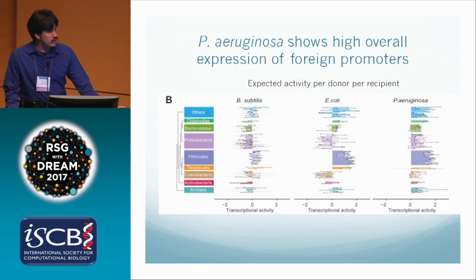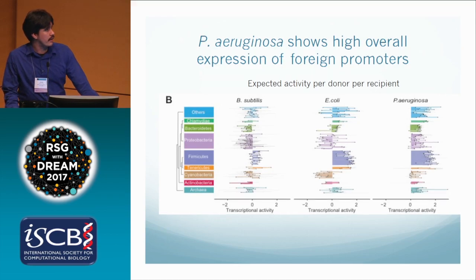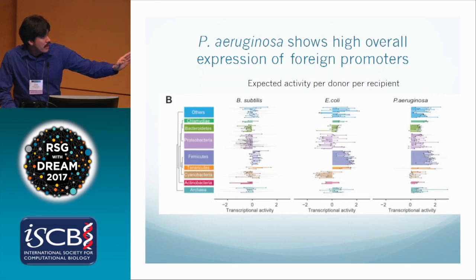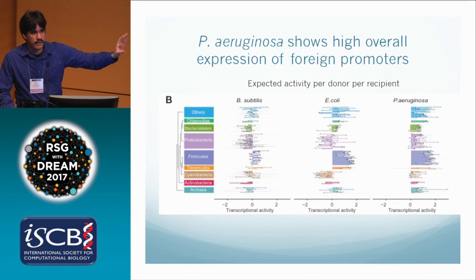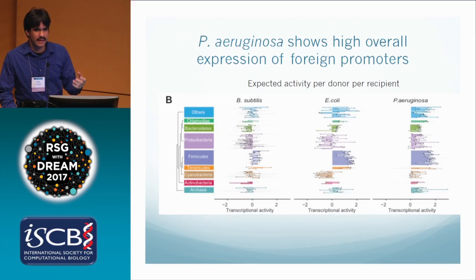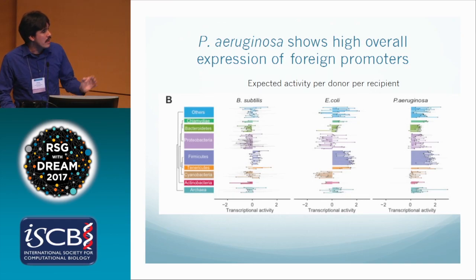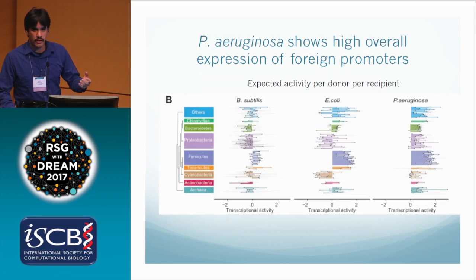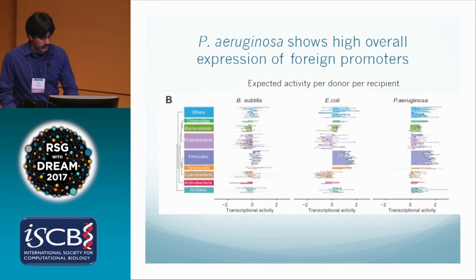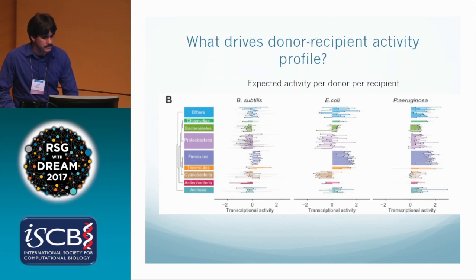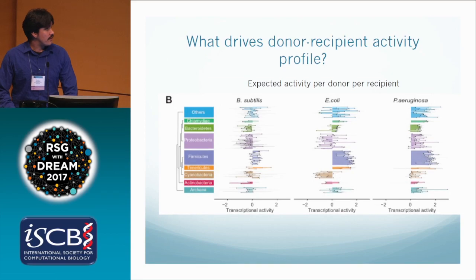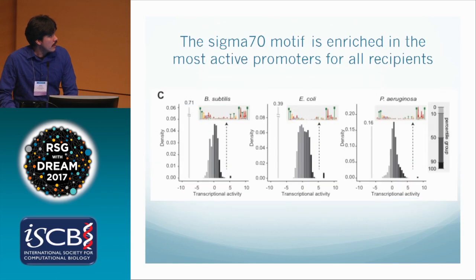For this figure, one feature that I want to highlight on the right side is Pseudomonas aeruginosa: you see all the bars are towards the right side and very strong, which indicates a high expression in Pseudomonas aeruginosa. E. coli would be something in between, and Bacillus subtilis has the least expression of the foreign DNA that comes in. And we want to understand what's driving this different profile, and this is part of the investigation.